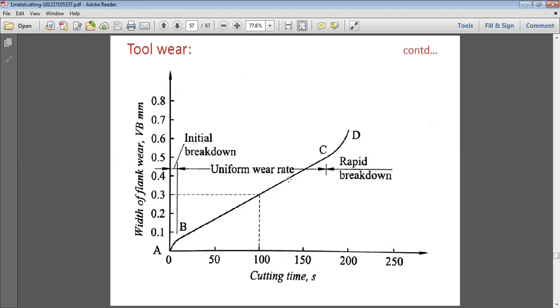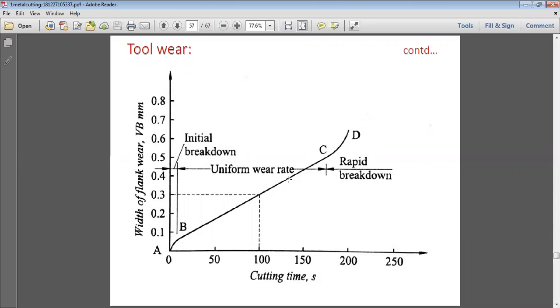So this was, we can say, the relation between the width of flank wear and the cutting time. It happens in three phases: initial breakdown, that is very short, as it starts almost in the beginning for a very short time. Then a uniform wear rate, that is the intermediate phase, which has a longer range, and the width goes on gradually increasing in this case. After the point C, we see the third phase, that is the rapid breakdown. When it enters the rapid breakdown, it's just a matter of a very short span of time. It goes on increasing rapidly, and there are chances of rapid breakdown.